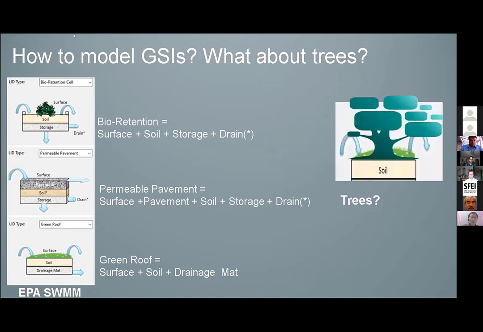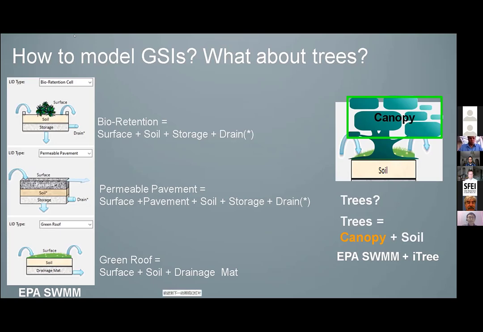But for trees, what is lacking in the SWMM model is that it does not simulate what happens within a tree canopy. So in order to address that, we pulled out canopy algorithms from the iTree tool. The iTree tool is a tool to quantify the benefit of trees. So we pulled that algorithm out and plugged it into the SWMM model. So we created a canopy module in the SWMM model, allowing us to simulate trees in a similar way as the GSI.